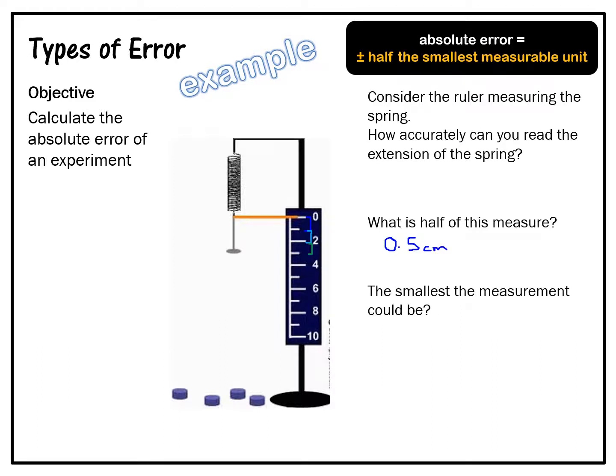So what's the smallest the measurement could be? Well, it could be 0.5 centimeters less than what you read it to be, and the largest it could be is 0.5 centimeters more than what you originally read. If you read the original measurement to be 6, for instance, then the smallest measurement would be 5.5, and the biggest measurement would be 6.5.